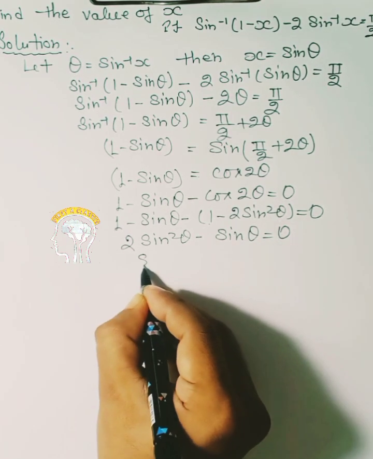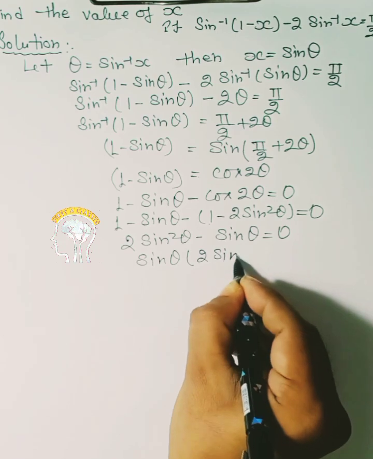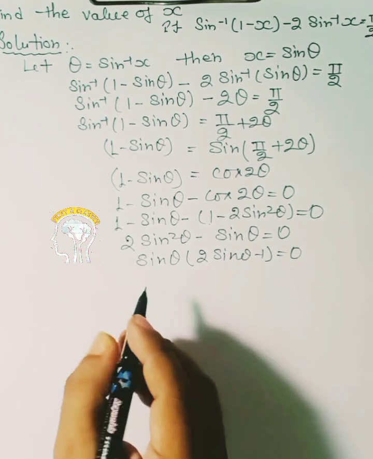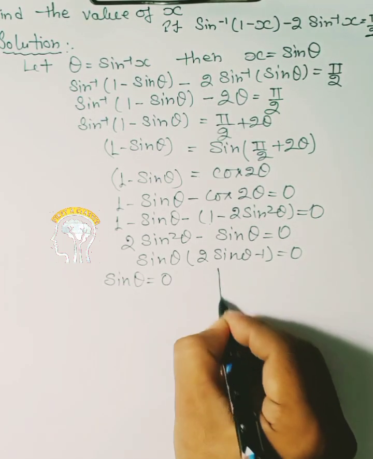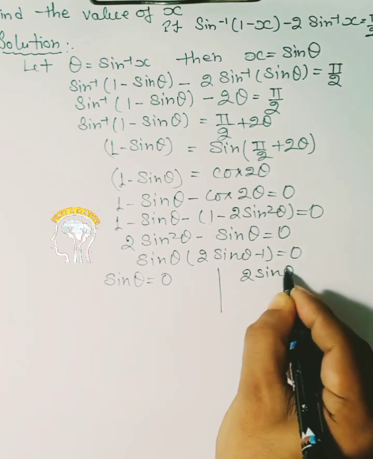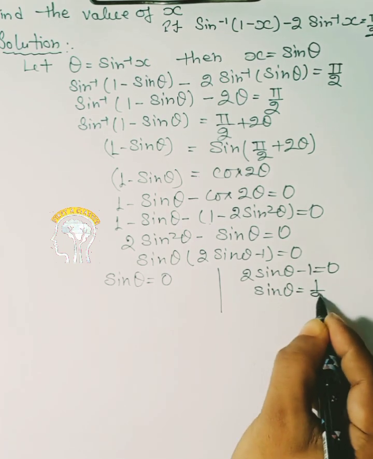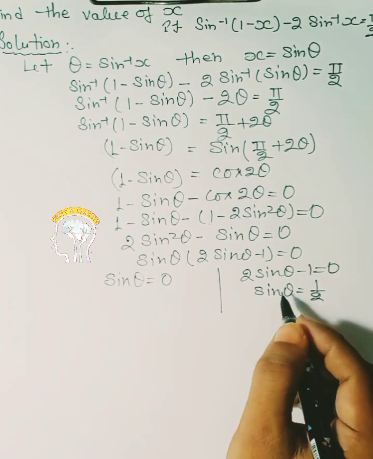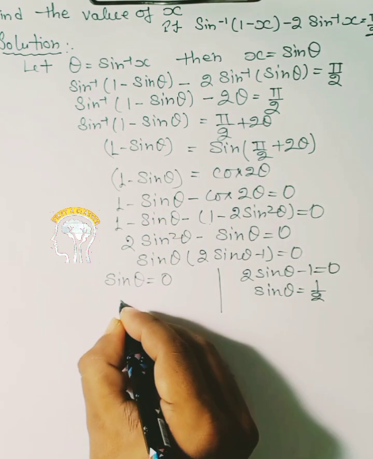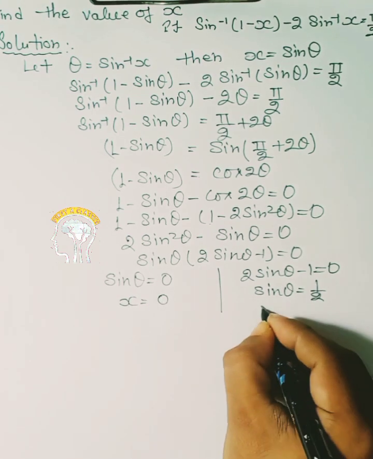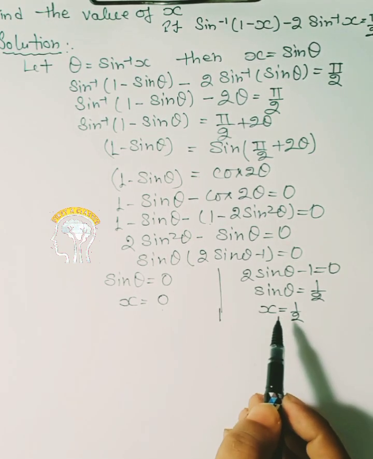Now we take sine theta common here, it becomes sine theta (2 sine theta minus 1) equals 0. Now here sine theta equals 0 and 2 sine theta minus 1 equals 0. Here we get the value of sine theta, that is 1 by 2. At the start of the question we said that x equals sine theta. So here we get the value of x, that is 0, and here we get the value of x, that is 1 upon 2. Now we have two values of x.